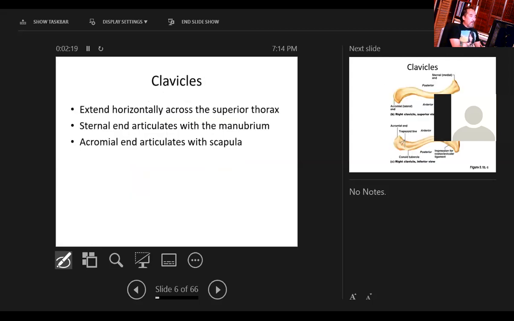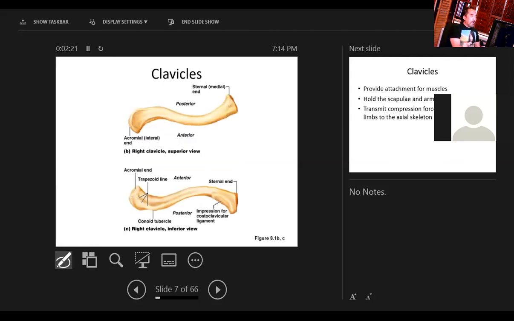Okay, so we're going to take a look at the clavicle first. How does the clavicle look? Whenever you look at the anatomy of a bone, you should be able to see and distinguish anterior, posterior, medial, and lateral, okay? And be able to see also if you're looking at the superior view or the inferior view.